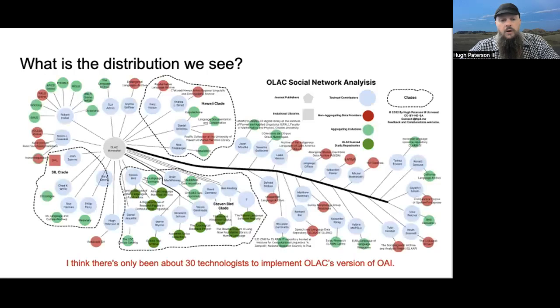Now, another way to look at our social network is by the technologists who provide or connect these institutions to the OAI aggregator. In this diagram that I've put together, we can see that there are several sub-social networks, if you will, within the data providers. And there are some technologists that have really provided several data sources to OLAC. And there are other data providers I'm not quite sure how they're connected to the main network.